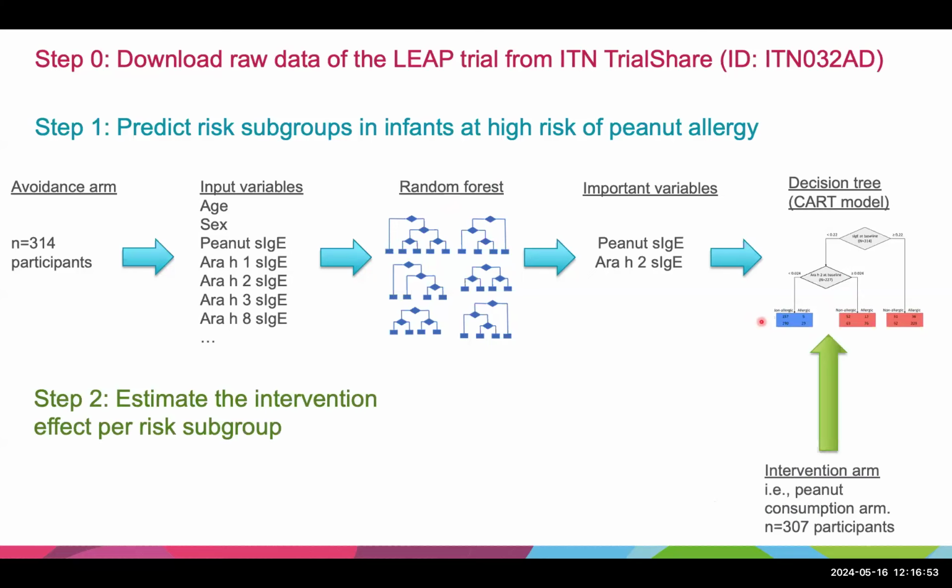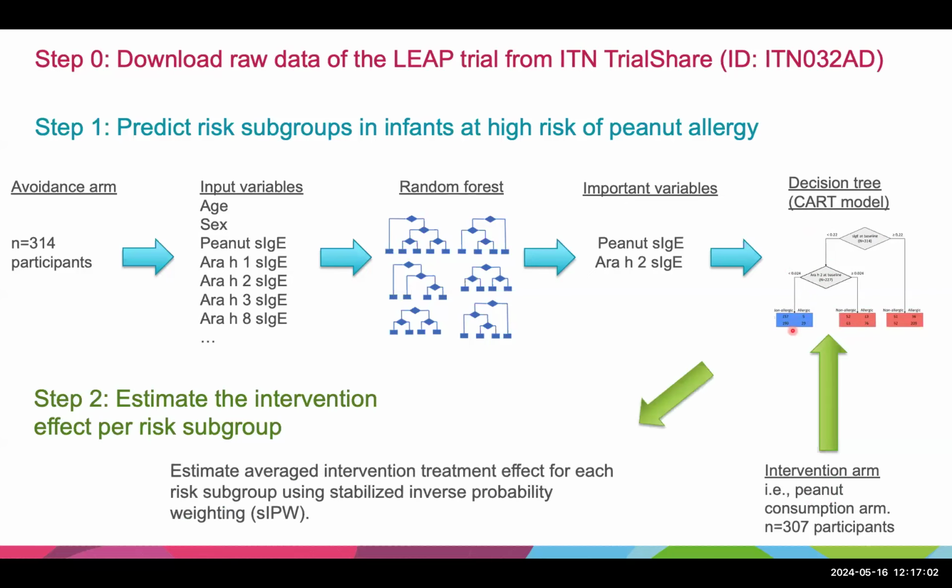The second step is then to actually estimate the intervention effect. For this, we classified the participants in the intervention arm into this model, like in which node did they end, and then used stabilized inverse probability weighting to estimate the intervention effect.